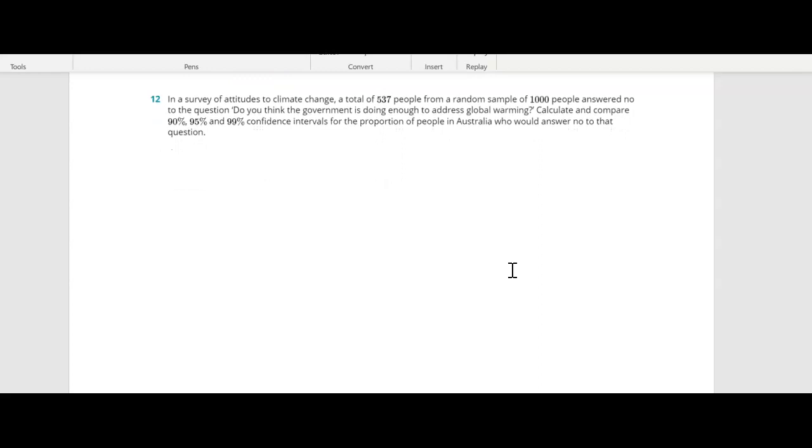In a survey of attitudes to climate change, out of a sample of 1,000 people, a total of 537 answered no to the question, do you think the government is doing enough to address global warming? Calculate and compare the 90%, 95% and 99% confidence intervals for the proportion of people in Australia who would answer no to that question. All right, so let's just do all this on the calculator. So we'll do the 90% first, 95% and 99%. Now remember, on your exam, you should be substituting the values into the formula for the confidence interval.